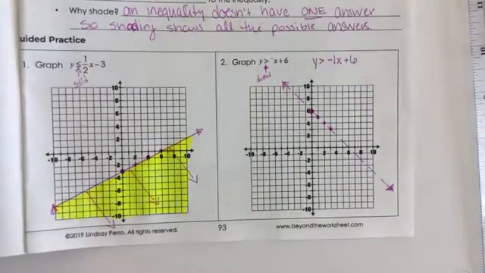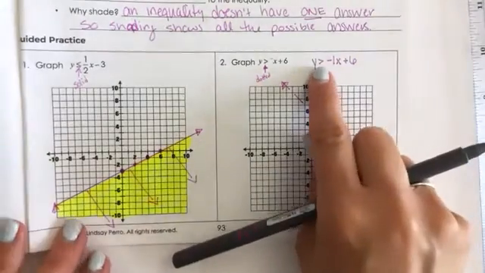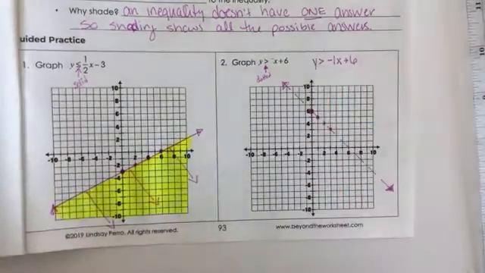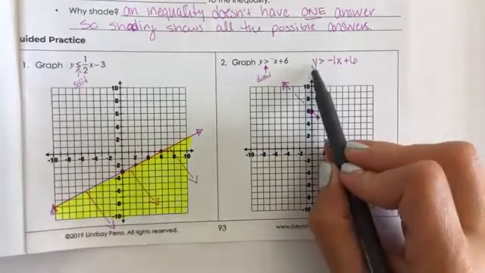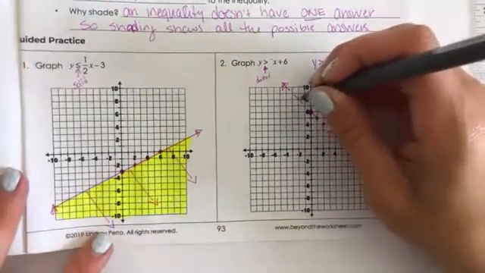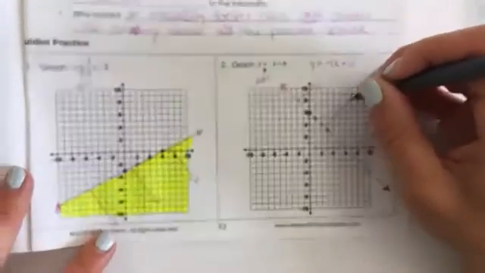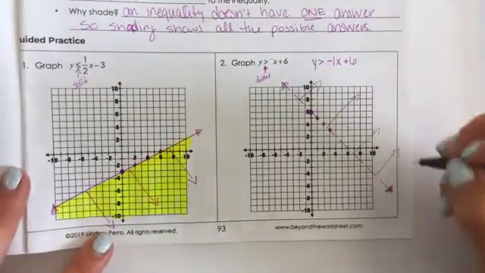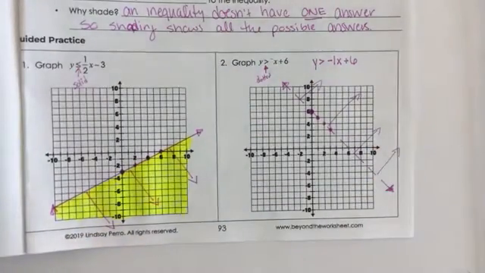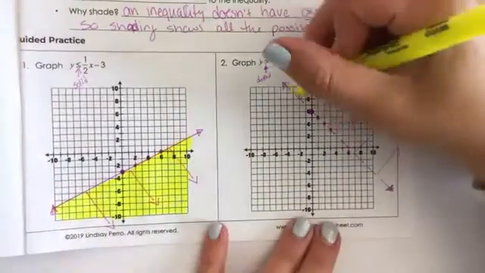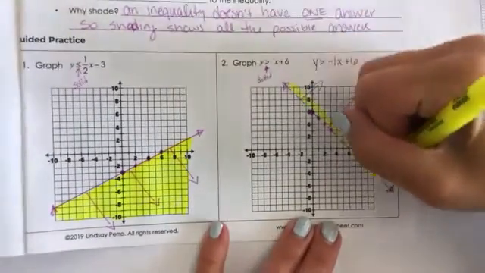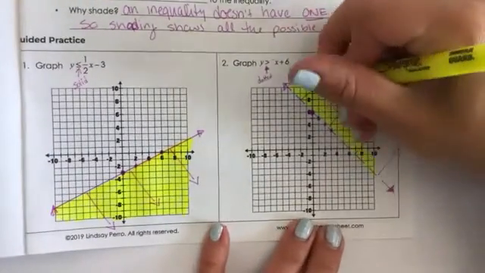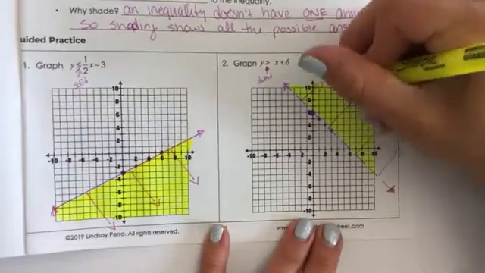Okay, now we have to determine, are we going to shade above the line or below? Above, because this is y is greater than. So I'm going to shade above. So when I draw those lines perpendicular to my graph line, they are going up. We have to put the arrows. You don't have to. I mean, if you're comfortable just shading, that's totally fine. I was just showing you what it means, kind of.